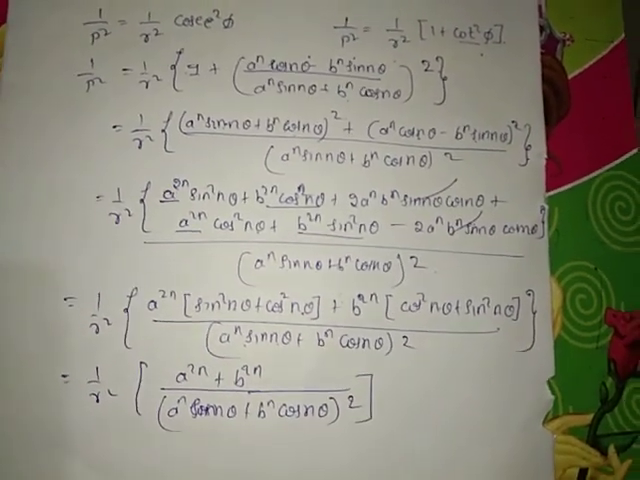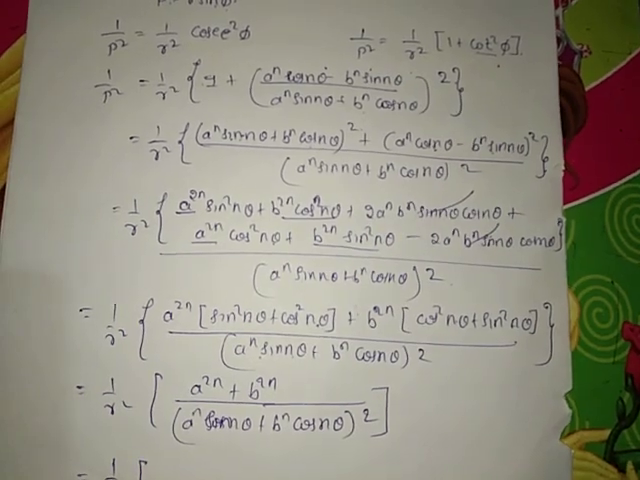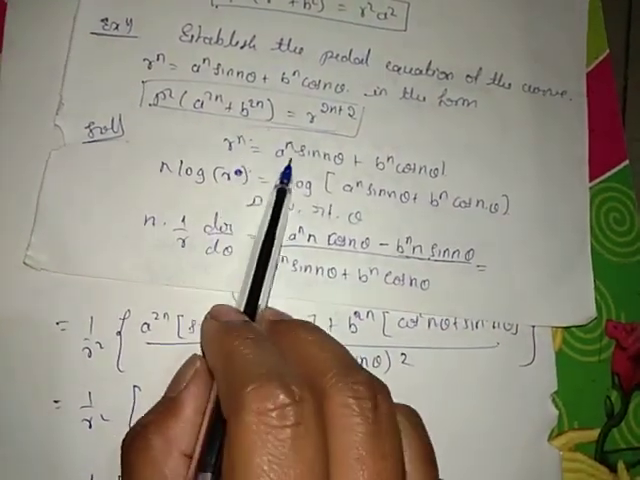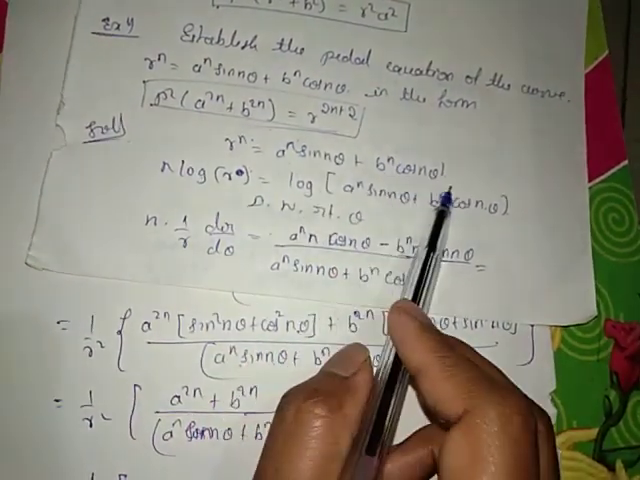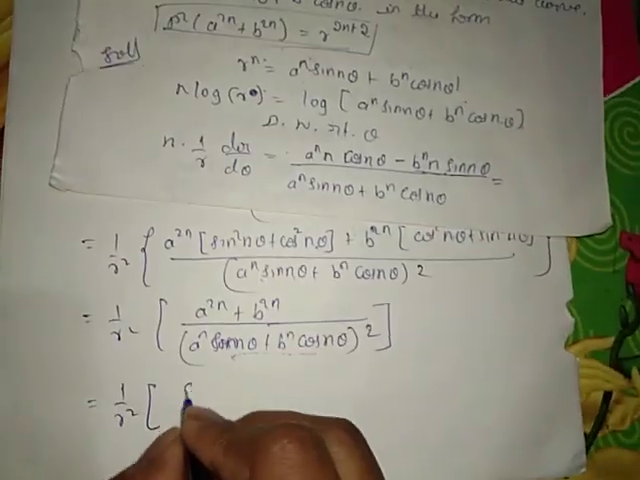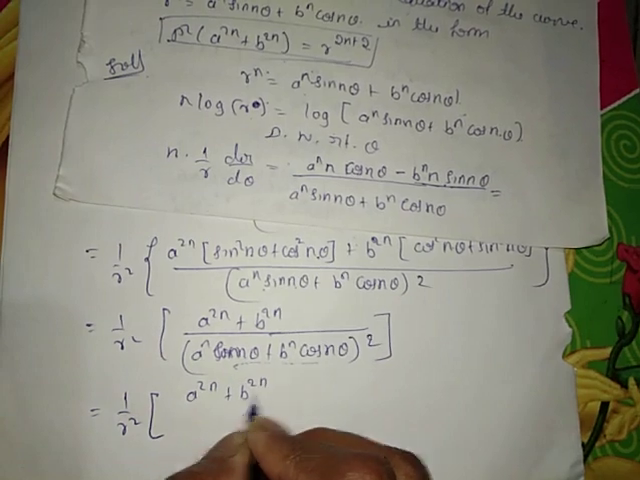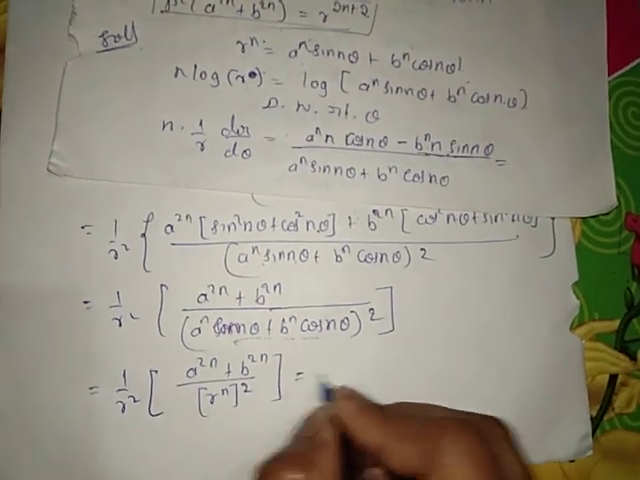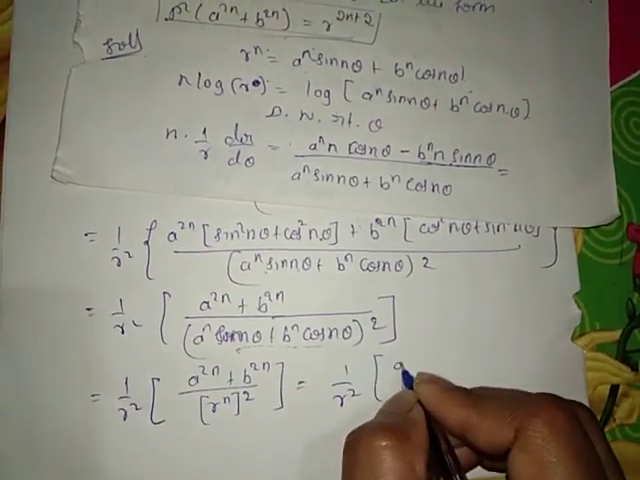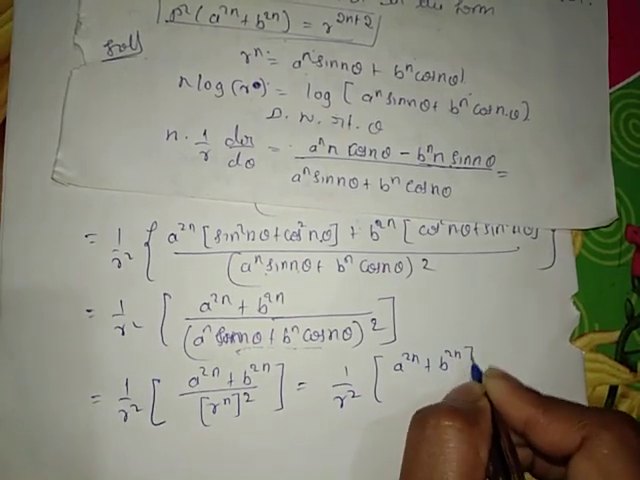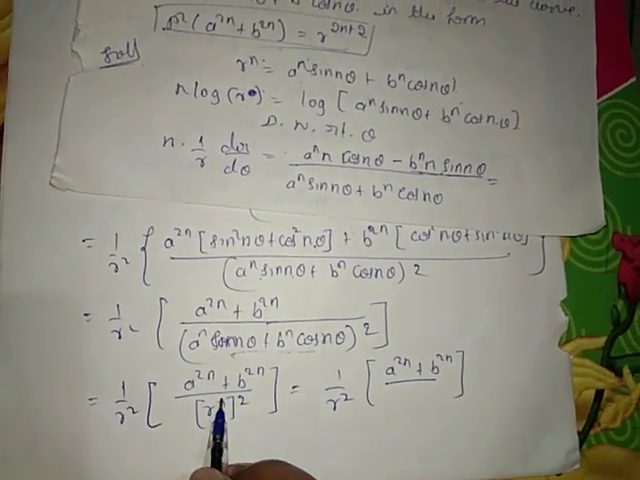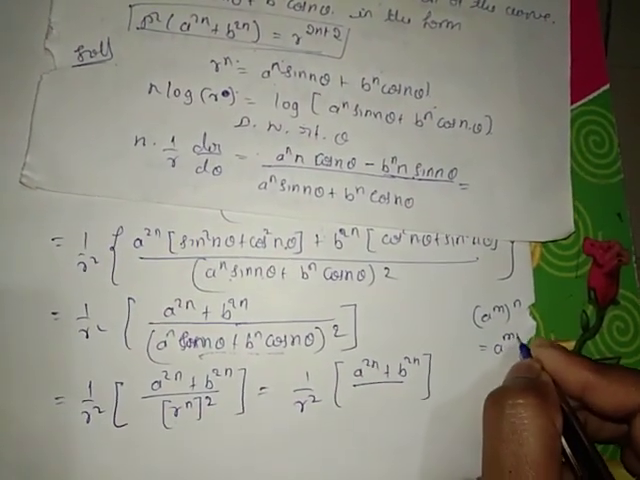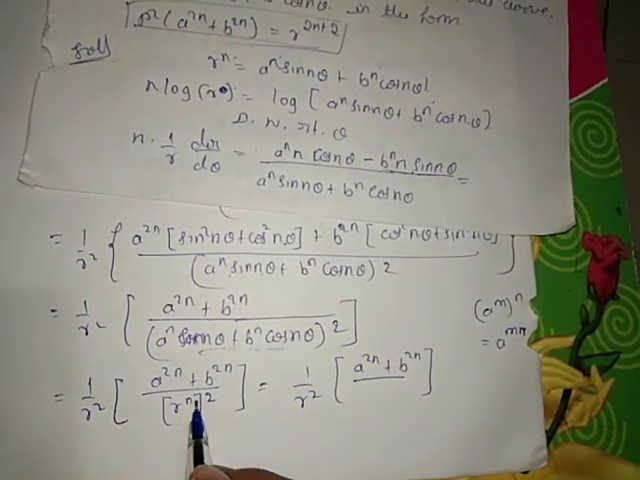Now we have the given equation r raised to n equal to a raised to n sin n theta plus b raised to n cos n theta. Substitute here. That becomes a raised to 2n plus b raised to 2n divided by r raised to n whole raised to 2. That is equal to 1 by r square into a raised to 2n plus b raised to 2n over r raised to n whole raised to 2. That is of the form a raised to m whole raised to n equal to a raised to m into n, 2 into n.